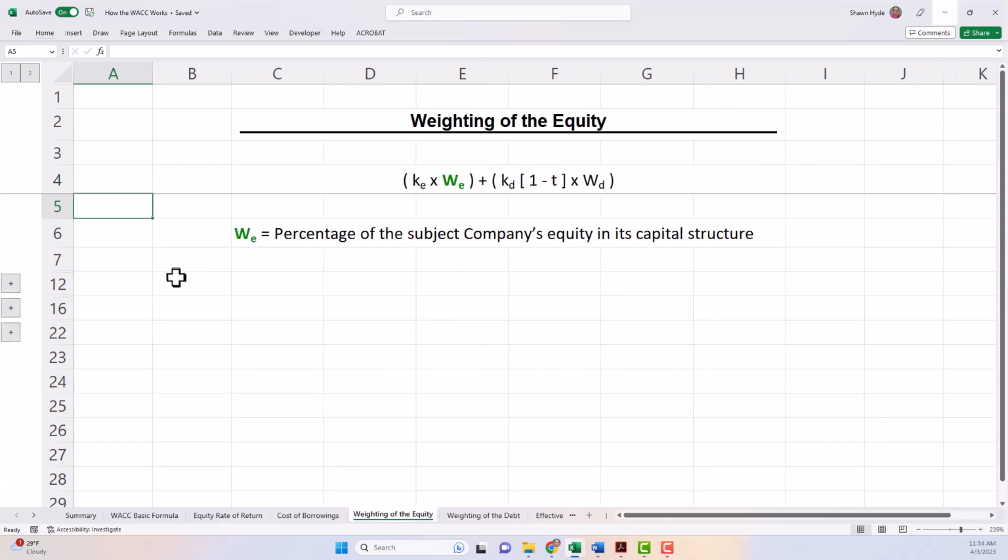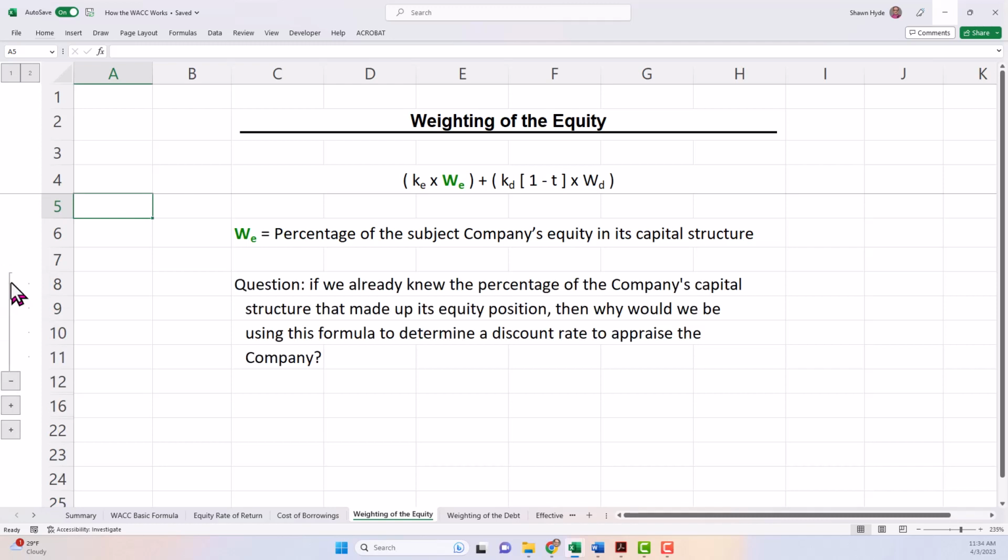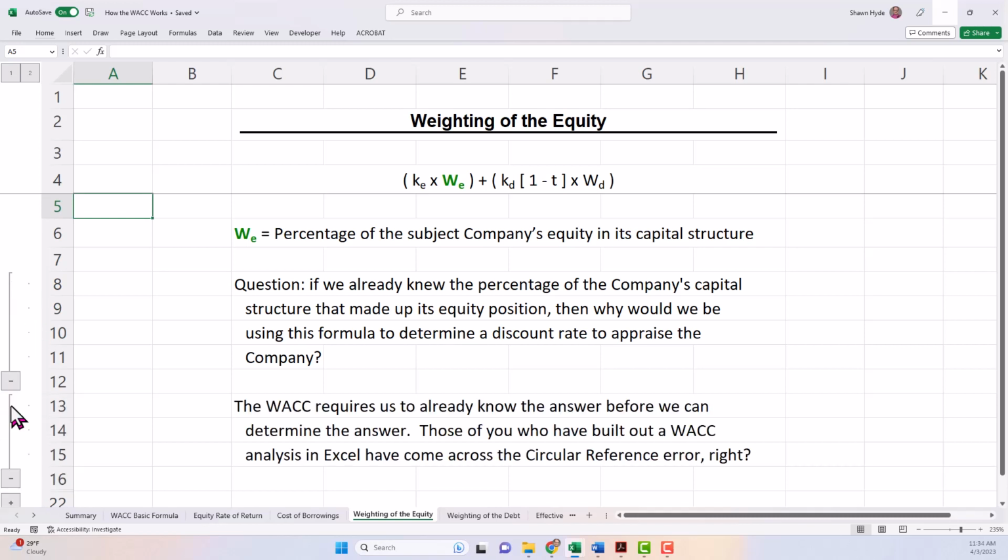So, weighting of the equity. The WE there, weighting, is the percentage of the company's equity in its overall capital structure. But here's a question. If we already knew that ratio, that percentage of how much of the company's capital structure was made up of equity, then why would we be going through this exercise to come up with the value of the business or the equity? Because we already knew it. So the WACC requires us to already know the answer before we can determine the answer. Those of you who have built a WACC analysis in an Excel spreadsheet would come across that circular reference error, right? Of course.